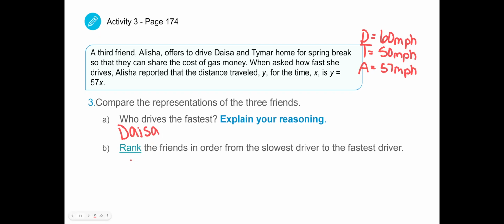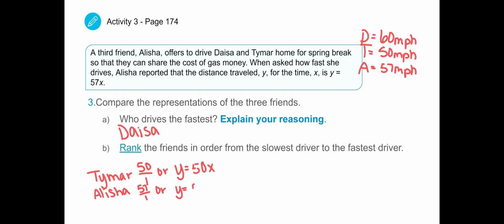And we can also rank the friends in order from the slowest to the fastest. Tamar drove 50 miles an hour, so he is the slowest driver. So we have Tamar at 50 miles per 1 hour, or y equals 50x. Then we have Alicia, who drove 57 miles per 1 hour, or we can say y equals 57x. And then finally we have Daisha, who drove 60 miles per 1 hour, or we can say y equals 60x.